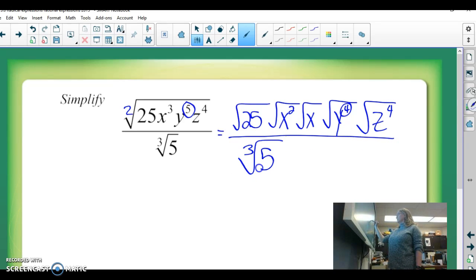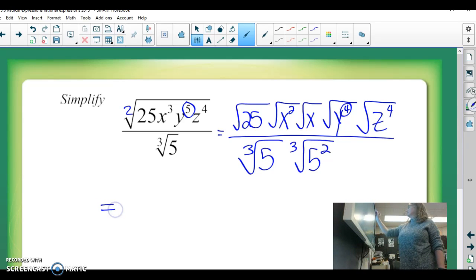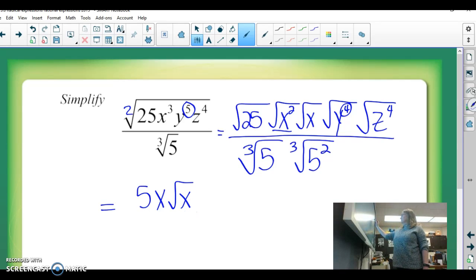I have a cube root of 5, so now I want to multiply the top and bottom by the cube root of 5 squared. All right, so then continuing on here, I have the square root of 25, which is 5, the square root of x squared, which is x. I have a square root of x still that can't be simplified any further. I have the square root of y to the 4th, which is y to the 4 over 2, which is y squared. And then the same thing with the z to the 4 over 2.